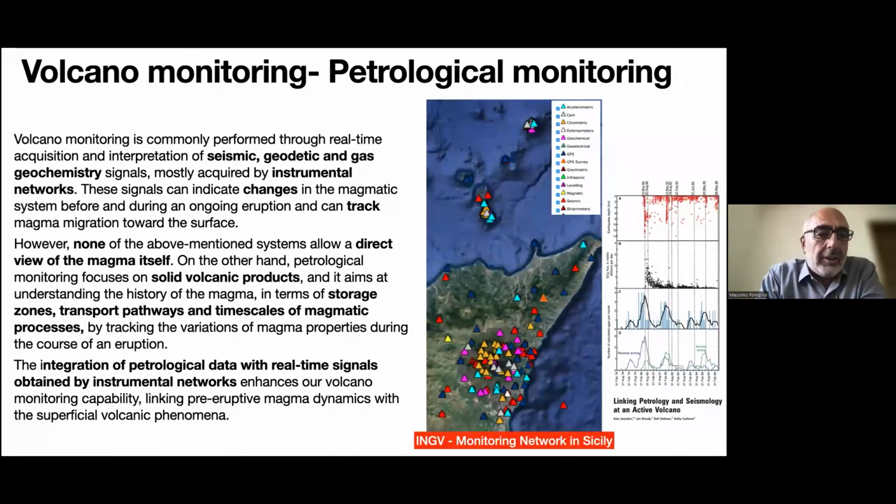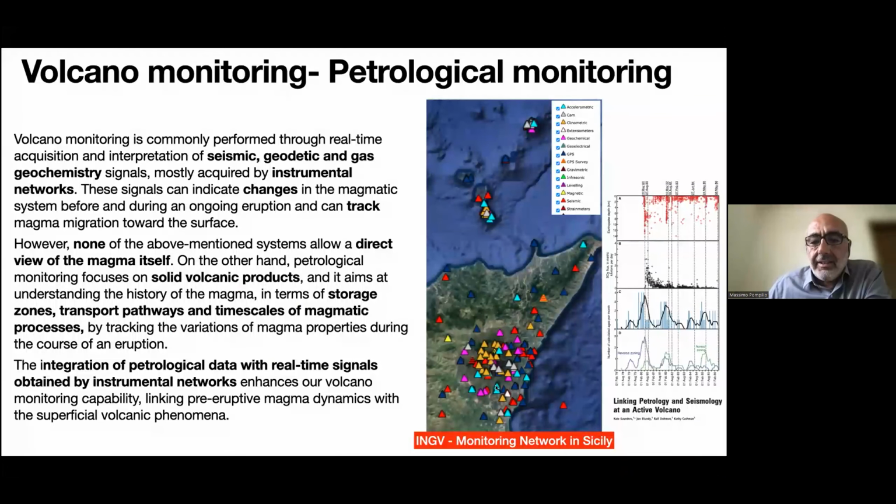So what about volcano monitoring? Volcano monitoring is commonly performed through real-time acquisition of seismic, geodetic, and gas geochemistry signals, mostly acquired by instrumental networks. Obviously, these signals can indicate change in the magmatic system before an eruption, and so we are able to track magma migration toward the surface.